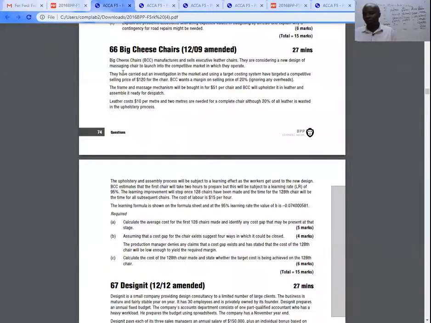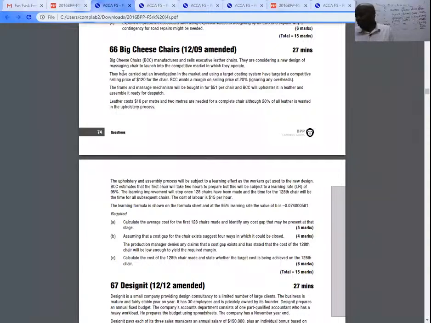You know, ACCA, they don't want you to cram formulas. They always give you the formulas, but CPA, you have to cram the formulas. So the learning formula is shown on the formula sheet, and at the 95% learning rate, the value they will even give you. So they want us to calculate the average cost for the first 128 chairs made and identify any cost gap that may be present at that stage.